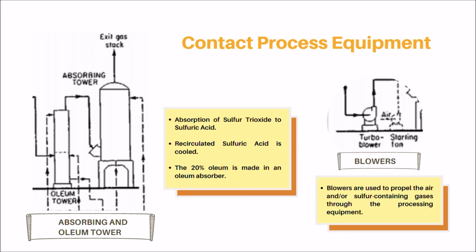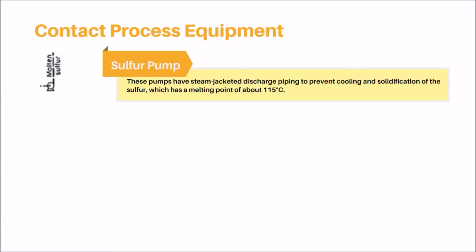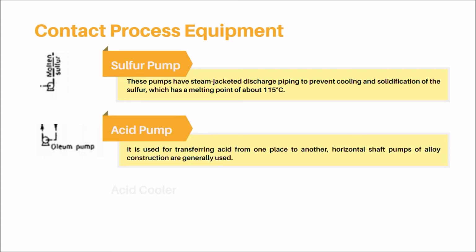Blowers are used to propel the air and/or sulfur-containing gases through the processing equipment. Sulfur pumps, on the other hand, have steam-jacketed discharge piping to prevent cooling and solidification of the sulfur, which has a melting point of about 115 degrees Celsius. Acid pump is used for transferring acid from one place to another.